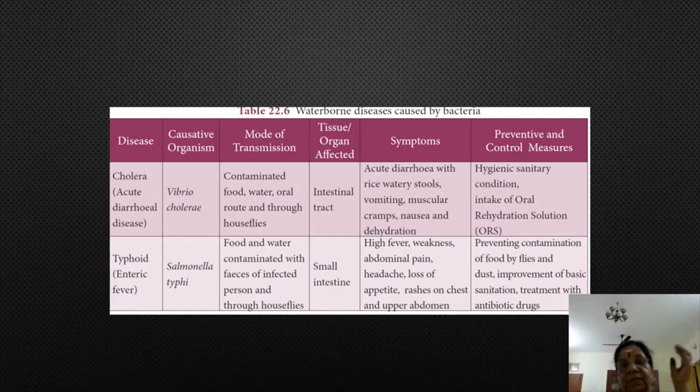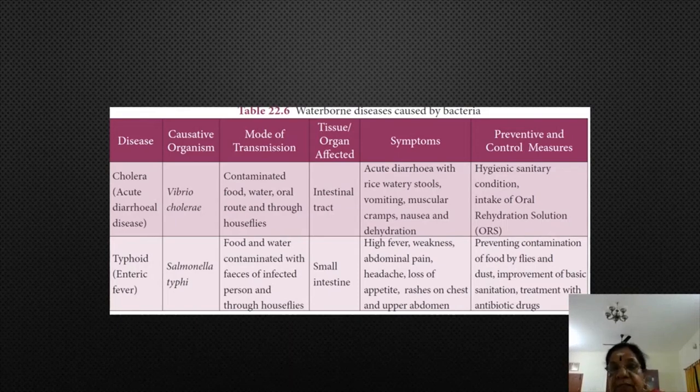And houseflies வந்து நார்மலா என்ன சொல்லியிருக்கேன், இந்த குப்பை கணக்குல கார்பேஜில் வந்து நிறைய இந்த லார்வா ஆஃப் housefly maggots சொல்லுவோம்ல, அது வந்து இருக்கும். Whereas typhoid, food and water contaminated with feces of infected person through houseflies. Okay, and tissue affected intestinal tract. Symptom, இது symptoms கேட்பேன், காலராக்கும் typhoid otherwise called enteric fever க்கு symptoms கேட்பேன், படிச்சுக்கோ.